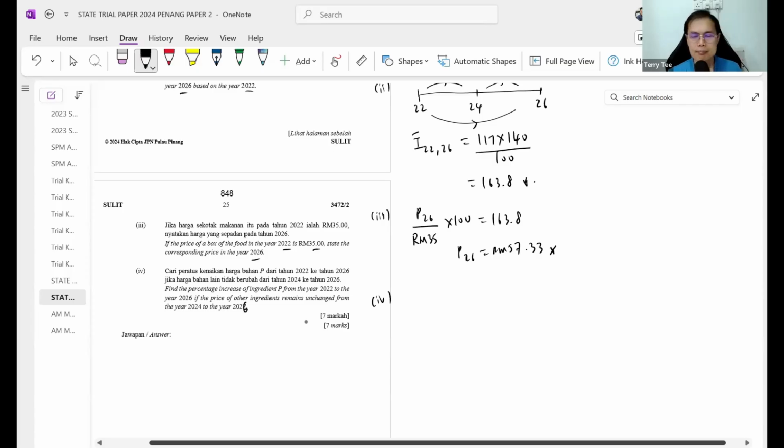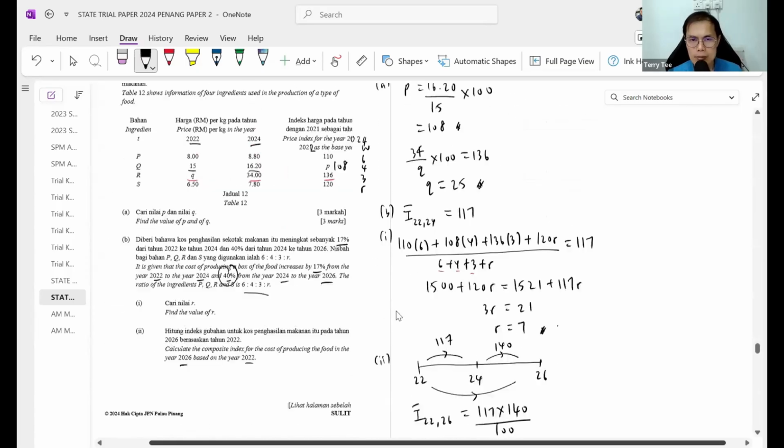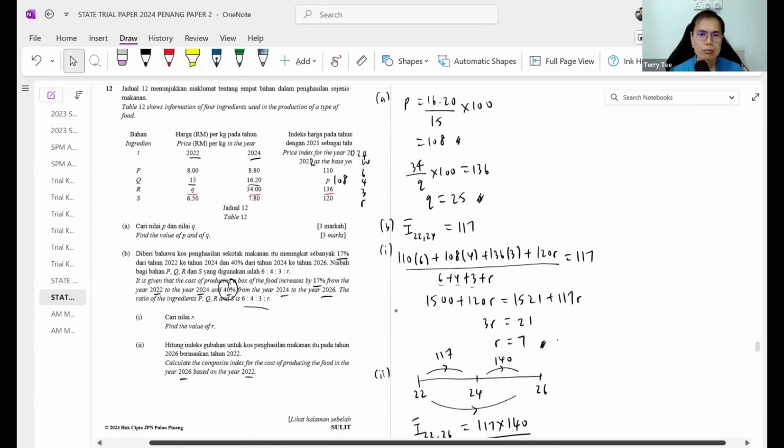This is 26. Okay, so let's go back to the table just now, this one. So these are all from 2022 to 24. Just to help you understand better, 22, 24, 26. So let's look at item Q. Q increased by 108. Then it remains unchanged. When it remains unchanged, the index from 24 to 26 is going to be 100.